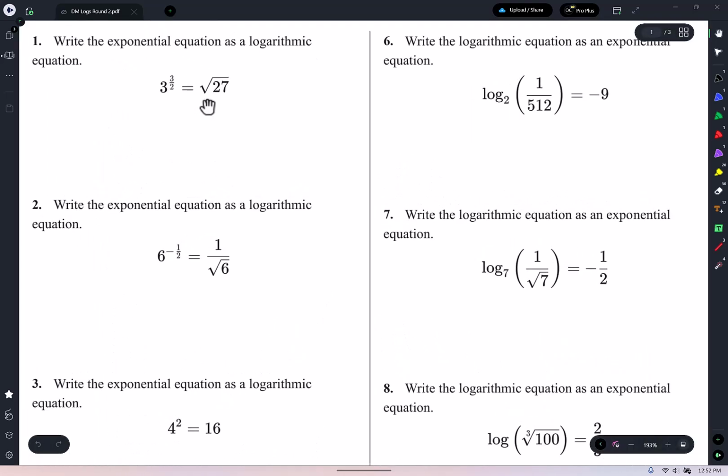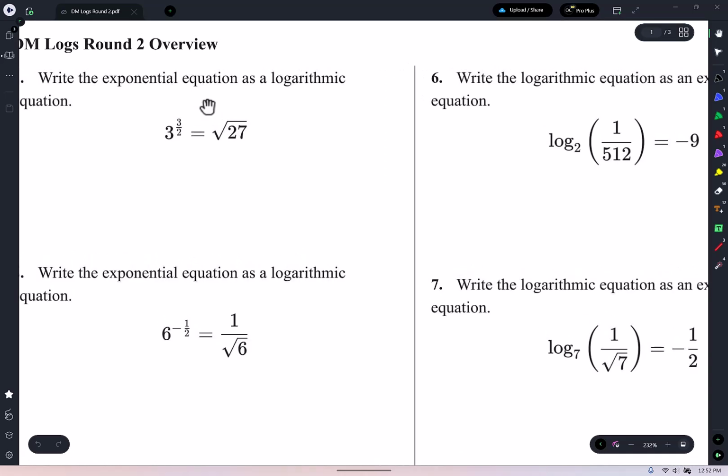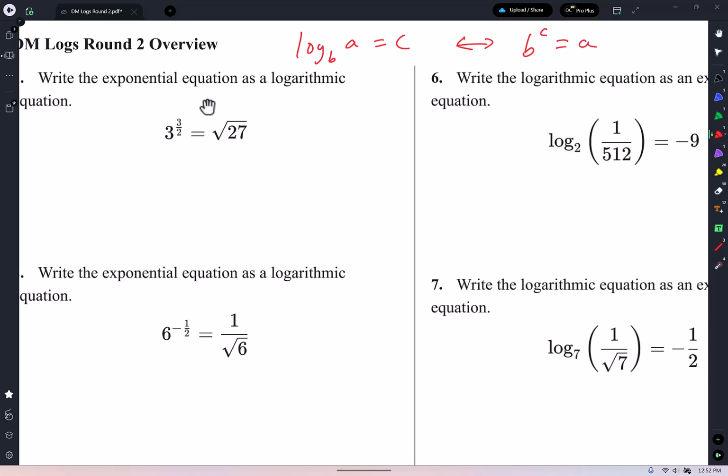So in the beginning, guys, all you're doing is transforming logs to exponentials and exponentials to logs. That's very basic. Relax. Remember, logs are exponentials. So log base b of a equals c. Sometimes they just change the order. What does this mean? If you want to go from that to an exponential, b to the power c equals a. See? So there it is, log to exponential, exponential to log.